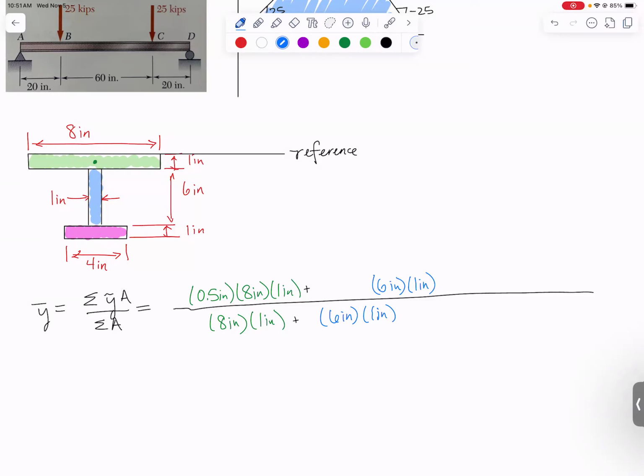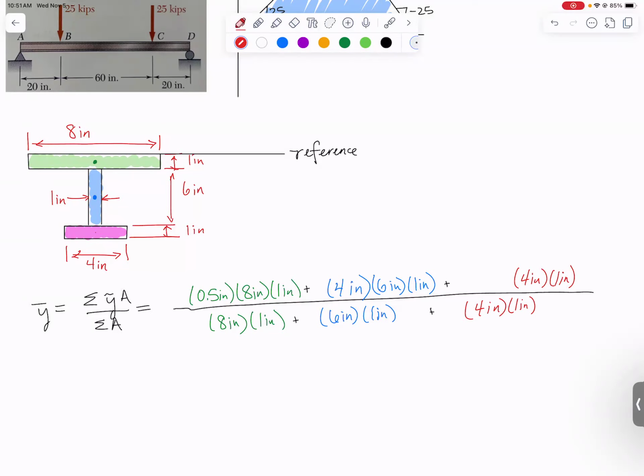And its centroid location, it will be at the middle of the rectangle. Since the rectangle is 6 inches tall, it'll be 3 inches from either side of the rectangle, but that is not my reference line. My reference line is another inch farther away. So 3 plus 1 is 4 inches. Finally, adding my pink rectangle, it is a 4 by 1. So we'll have 4 inches times 1 inch in both the bottom and the top of the fraction.